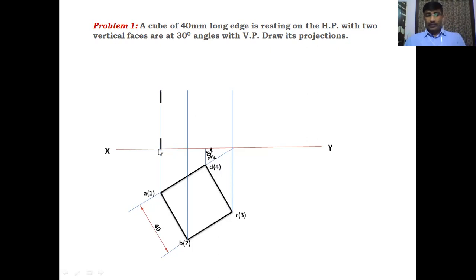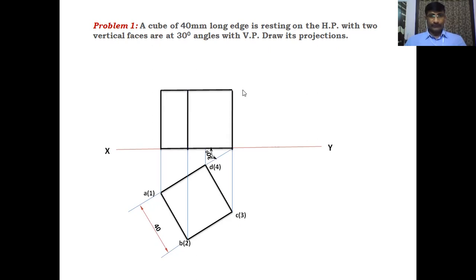So the vertical line should be 40 mm. Draw the vertical line from the xy line at a 40 mm distance. This is the bottom base. This is the upper base of the cube, and join this with a length of 40 mm. Okay, these are the visible corners. And another edge is also there. This is the visible edge.